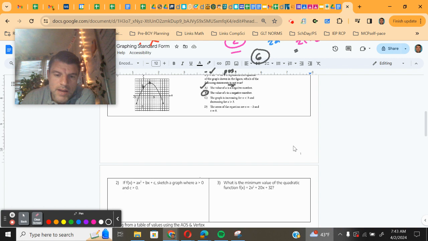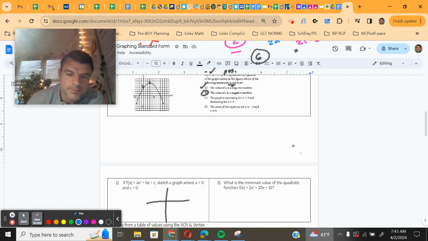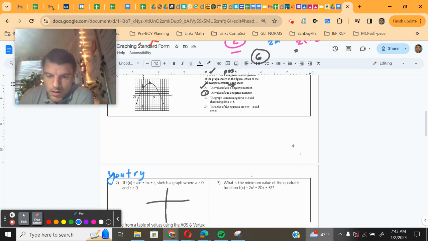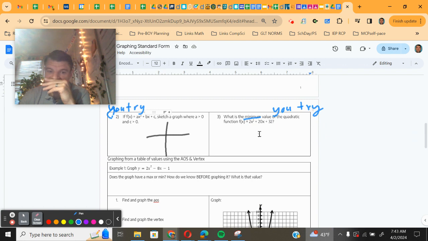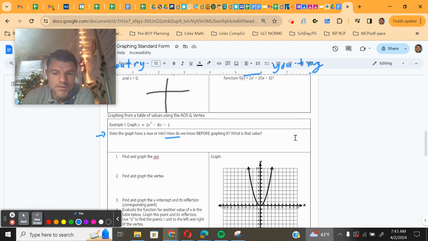Sketch a graph where the a value is positive and the c value is positive. Okay, so then just do that. What do you think it looks like? Take a second to draw it. What is the minimum value? So you're going to be looking for the y value. Write the answer here. Does this have a min or max? How do we know? So you have to answer all these questions.